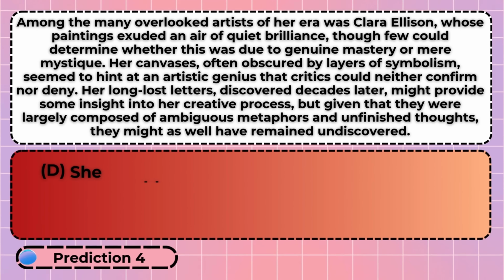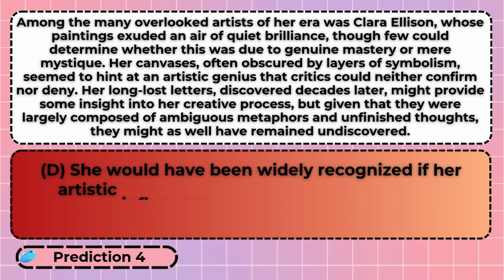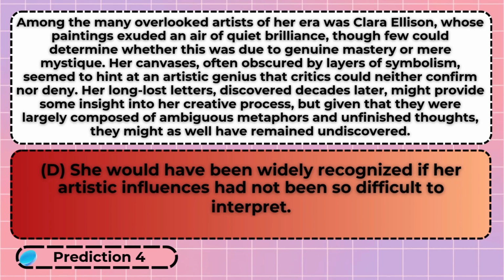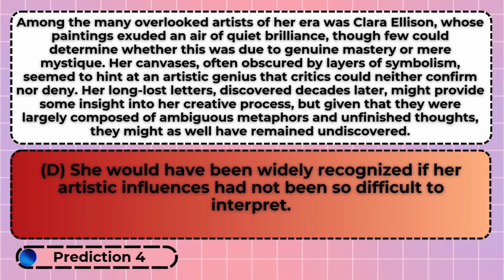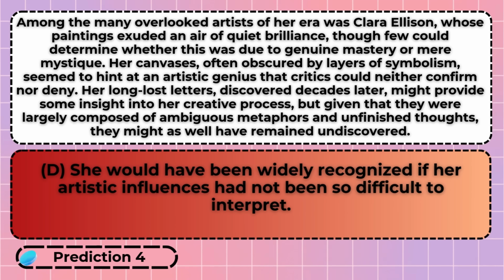Choice D, she would have been widely recognized if her artistic influences had not been difficult to interpret. Would have been widely recognized? Does the passage say that? No, it just says people couldn't figure out if she was truly great. If her artistic influences had not been so difficult to interpret, the passage talks about symbolism and mystery, but it doesn't say that's the reason she wasn't famous. And in the story, there is too much assumption, so that's why that's not a correct answer choice. Now that we know, the final correct answer choice is choice A.